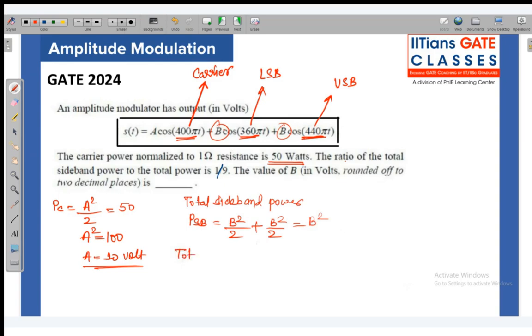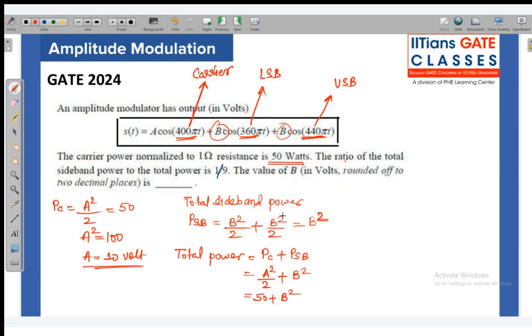What is the total power? Total power is the sum of all the three: carrier power plus sideband power. Carrier power is A square by 2, which is 50. And sideband power is B square. So it is 50 plus B square. Correct? Yes, perfect, Vinay. B square by 2 also. How, total sideband power you said B square, right?